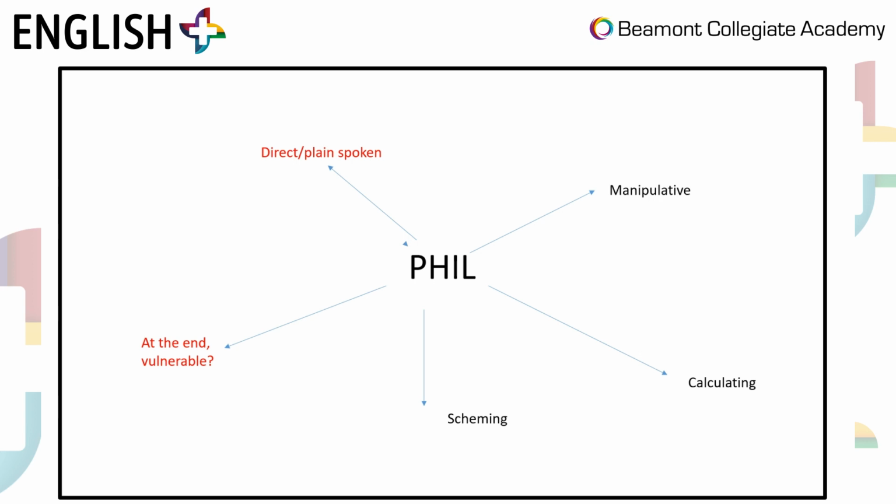If you get that question on Phil, you've got to go, right, okay. He's manipulative. Where do I see that? What quote? He's calculating. Where do I see that? What quote? He's scheming. Where do I see that? What quote? Oh, Miss said we've got to try and show the other side of the character so we can show that characters are multifaceted. Right, he's also quite vulnerable. He needs Leah at the end.